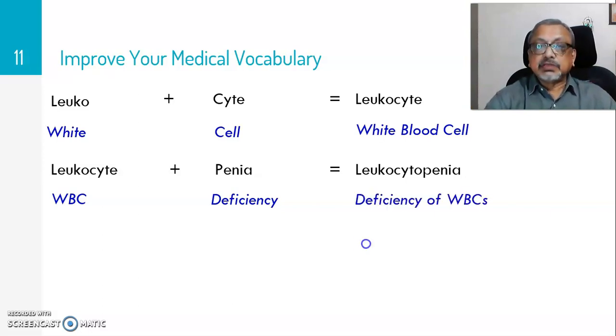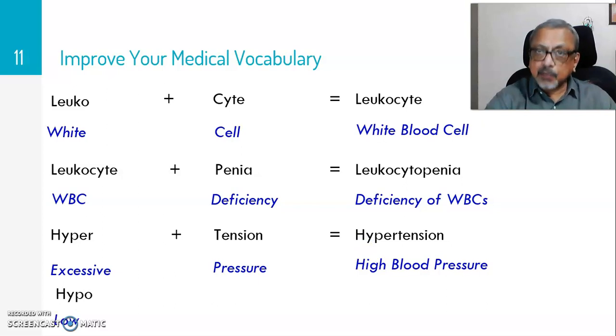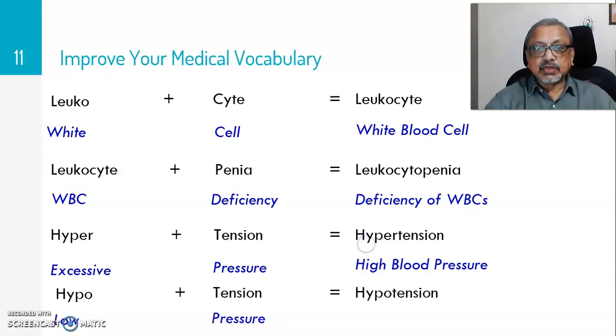Deficiency of the WBC. Similarly, hyper means excessive. Tension means pressure. So the new word is hypertension, which means the excessive or the high blood pressure. Hypo means low, and tension means pressure. So there can be a condition of hypotension, which means the low blood pressure.